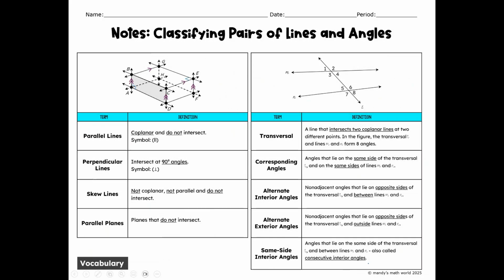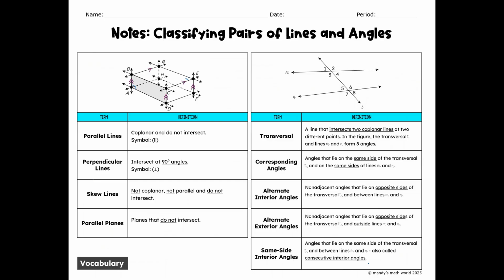Started on today's notes over classifying pairs of lines and angles. We're going to be going over a lot of vocabulary today, and then we're going to do some examples together where we identify all of these different vocabulary terms.